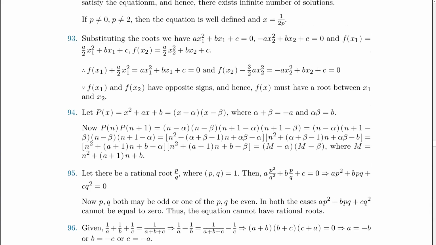So 1/a^n = -1/b^n, which implies 1/a^n + 1/b^n + 1/c^n = 1/(a^n + b^n + c^n). And similarly, you can have two other cases, that is b = -c and c = -a.